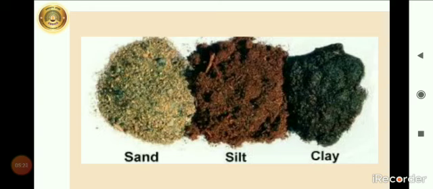While in sandy soil, the proportion of large particles is very high. Due to this, water drains rapidly through sandy soil. Therefore, sandy soil is easier for plowing.